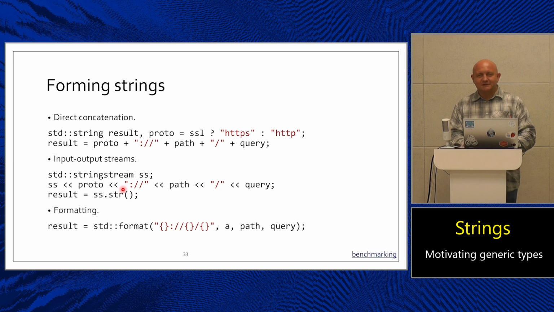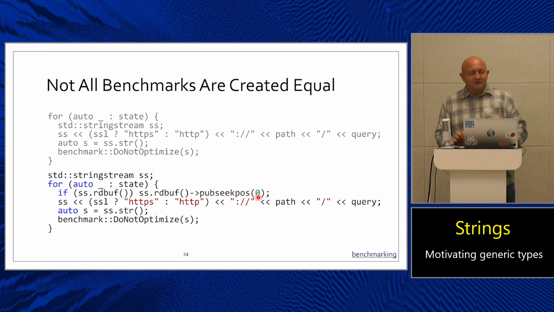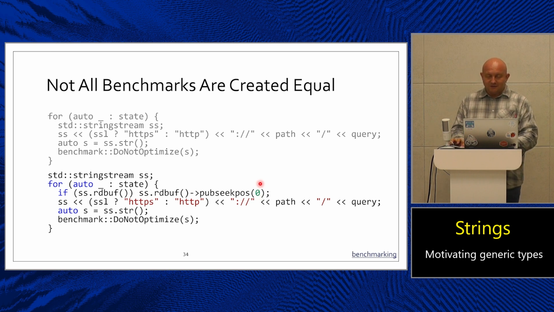Can we fix this benchmark? Okay, we can. Sure, we can. Instead of measuring the construction of string stream, we can construct the string once and then measure the rdbuf pubseekpos function that just unwinds, rewinds the stream to the beginning.